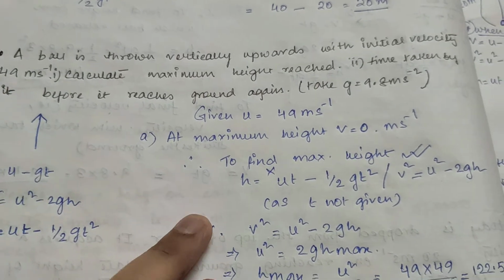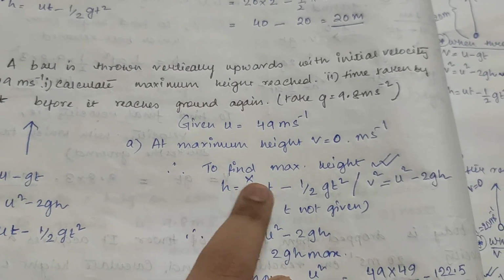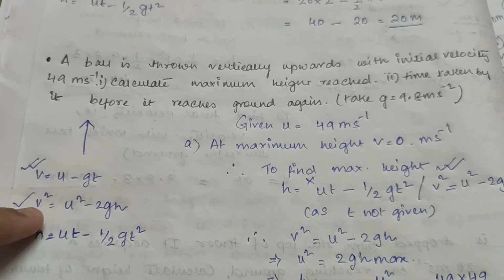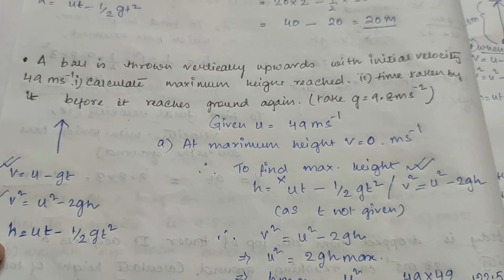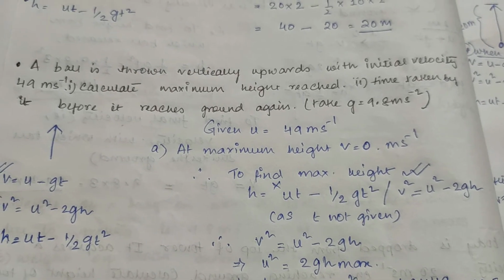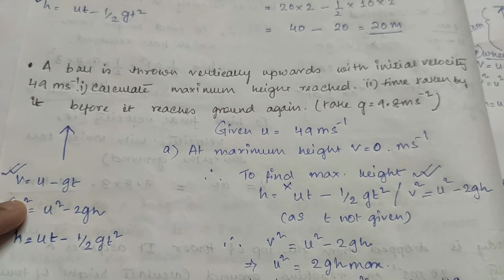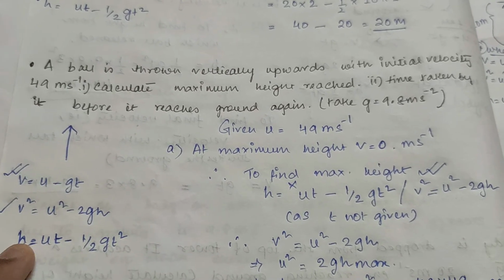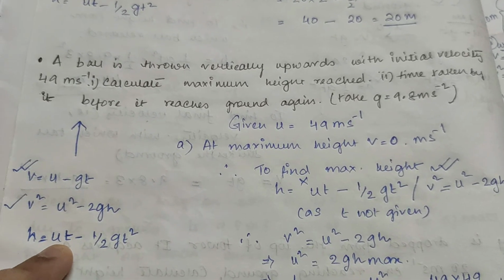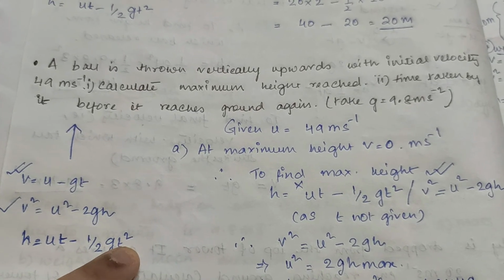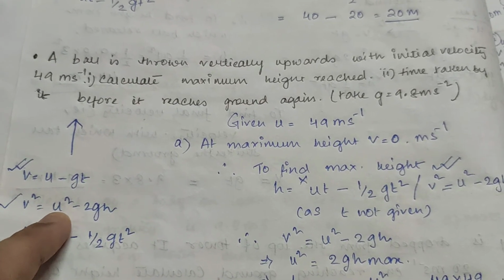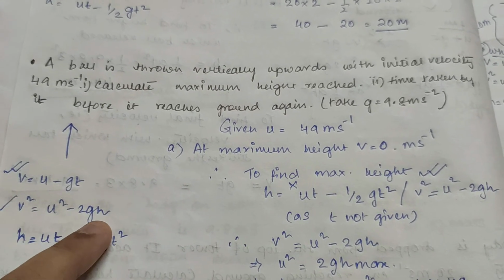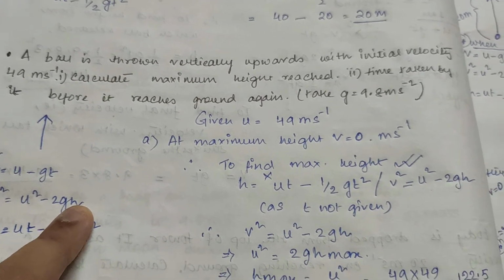Okay? Now, which equation should I use to find the maximum height? This one or this one? Both have got H in them. Then which one should I use? This one. Why? Because time is not given to us. I cannot use this form. Although I know U, I don't know T. I know G, but I don't know T. But in this case, see, I know U. V is 0. Right? U I know. G I know. So I can find H.